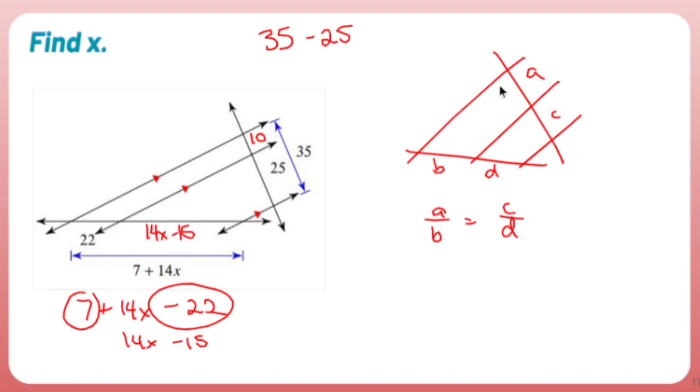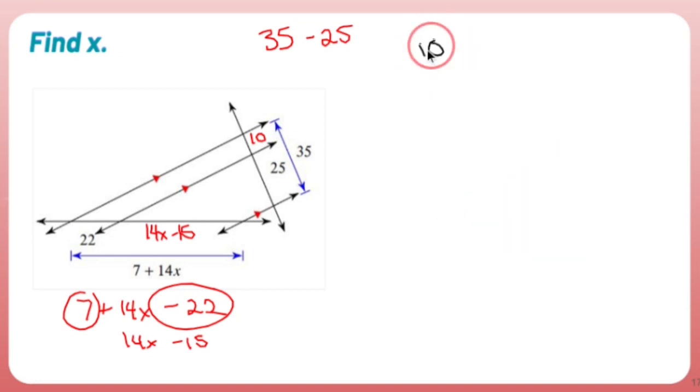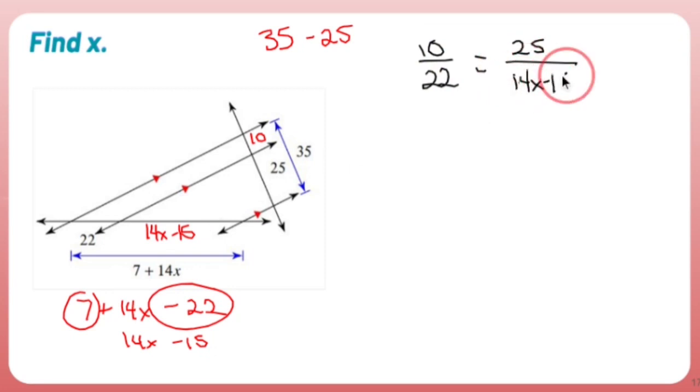So let me erase this chunk right here and do just that. 10 over 22 equals 25 over 14x minus 15. We have a proportion, so you could do crisscross applesauce. 22 times 25 would be 550.